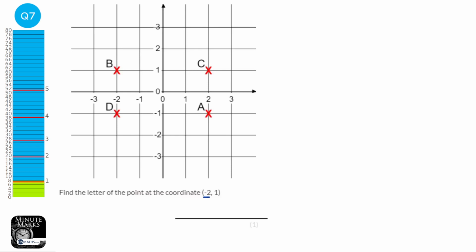This coordinate is telling us to go 2 to the left from the centre. We go right when it's positive, we go left when it's negative, so it's 2 to the left. And then it's telling us to go 1 up. It's up because it's positive. So we need to go 1 up, and we get to the coordinate of B. So the coordinate we get to is B. And so we just look at the -2 on the x-axis and the 1 on the y-axis.